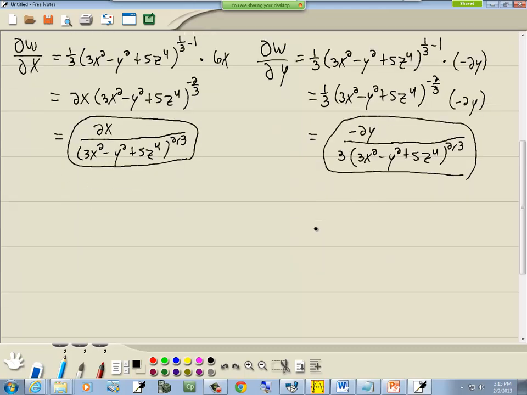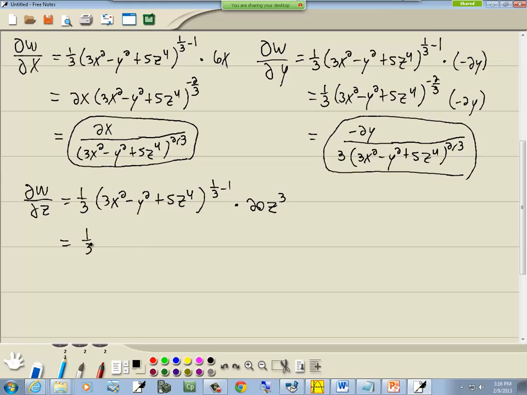Okay, let's take the partial with respect to z. So partial of w with respect to z. Again, power goes out in front. What's inside the parentheses remains as is. Lower your power by 1. And then we're going to multiply it times the partial derivative of what's inside the parentheses with respect to z. So 3x squared minus y squared drops away, and the derivative of 5z to the fourth is 20z to the third.